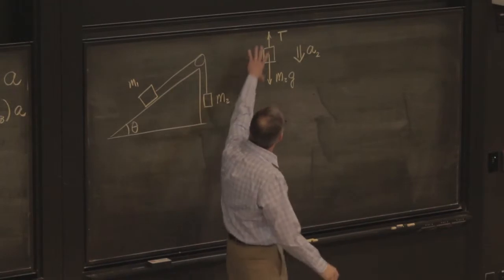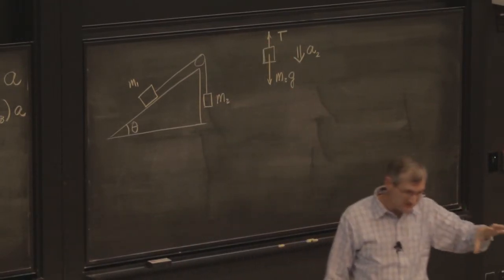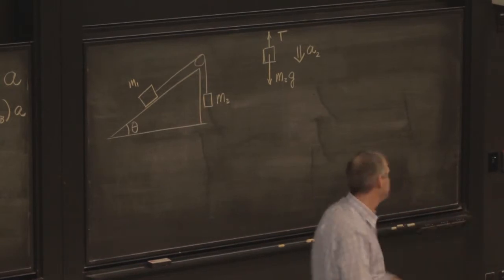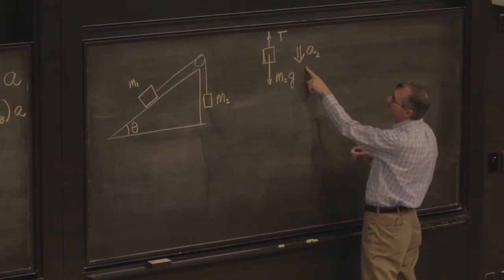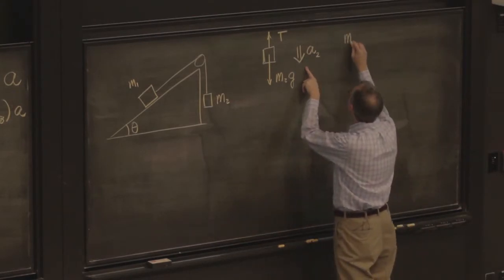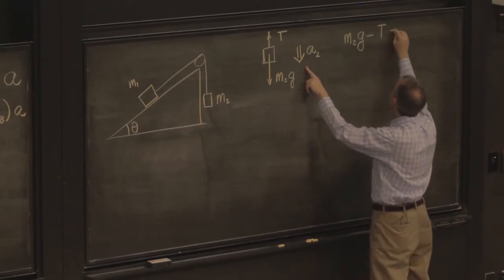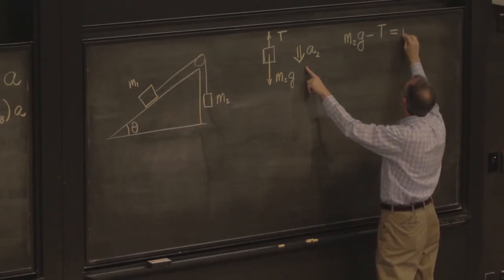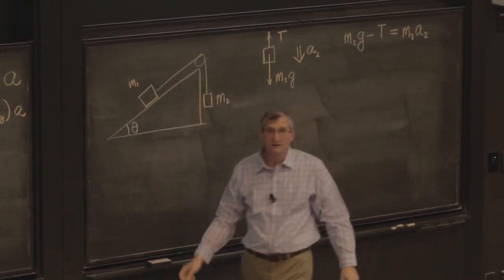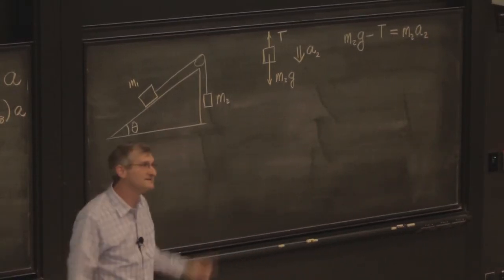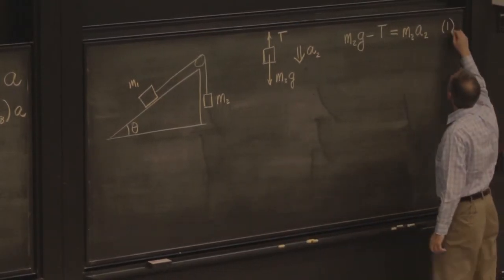Okay, so having isolated this object, I now apply that the sum of the forces is equal to the mass times the acceleration. Sum of the forces in the direction I've chosen as positive for the acceleration would be m2g minus T is equal to m2a2. Okay, so that's one equation. I'm going to bless that with the number 1.